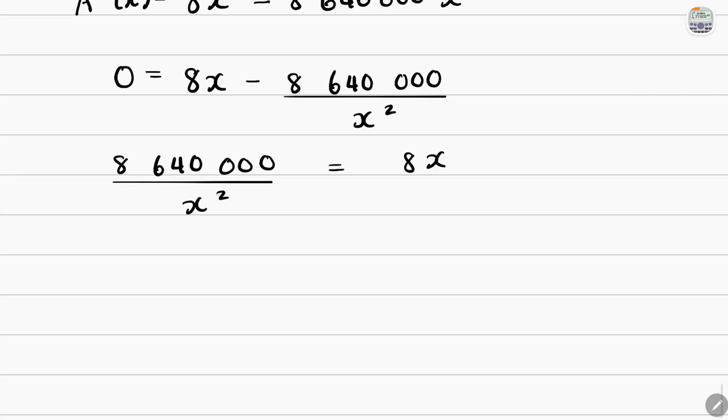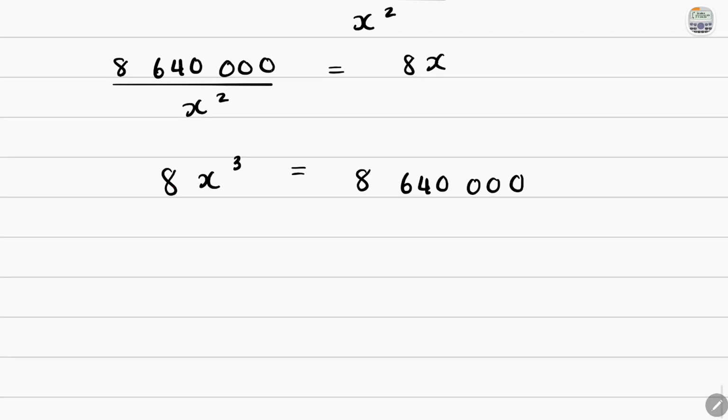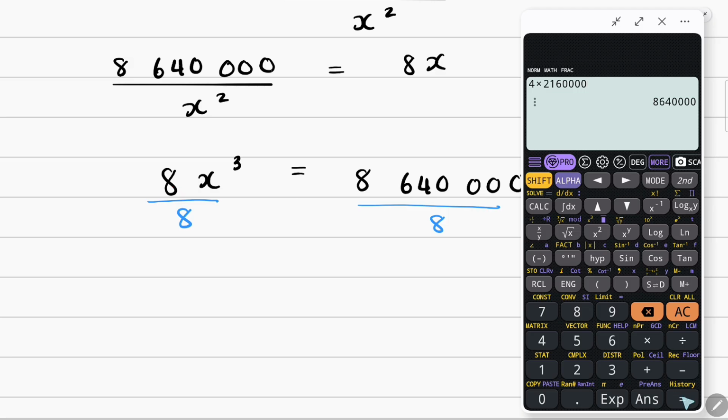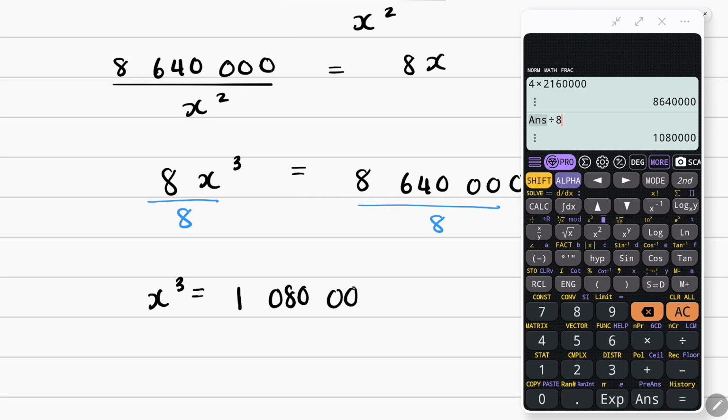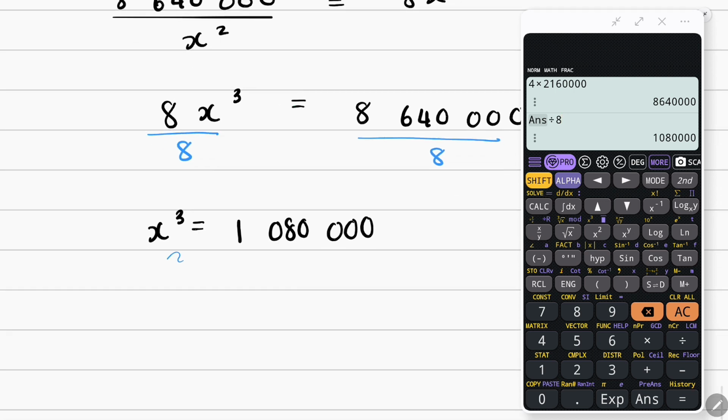And now just cross multiply. X squared multiplied by 8x is 8x cubed is equal to 8 million. So this has a denominator of 1, so they multiply. 8,640,000. And now we can solve. So just get rid of the 8 by dividing both hand sides of this equation by 8. Let's see what that gives us. We already had this number, so divided by 8, okay? And so x cubed is equal to 1,080,000. And then we can cube root both hand sides of this equation.